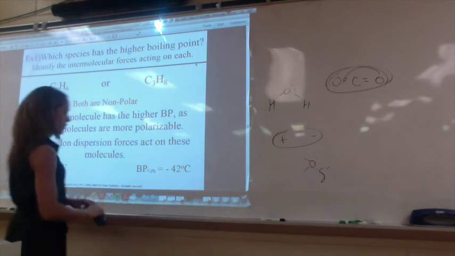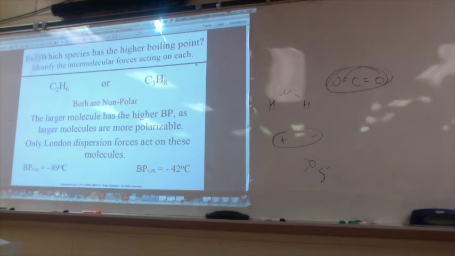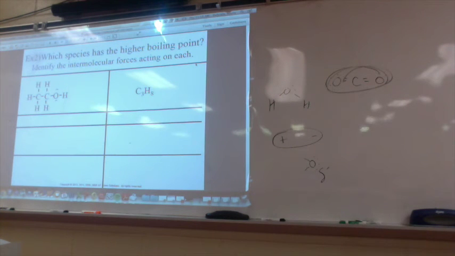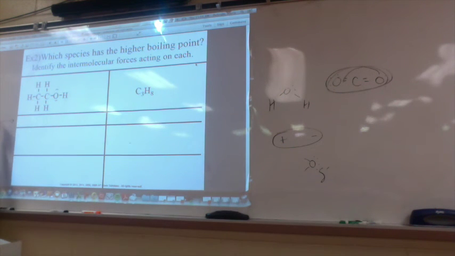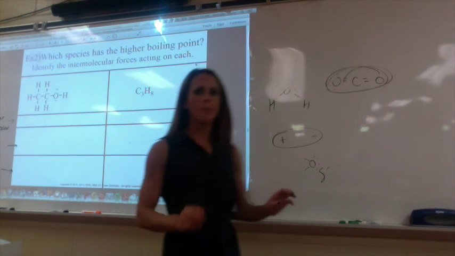You guys are going to try these on your own. Which species has a higher boiling point? In this spot here, I want you to tell me if it's polar or nonpolar. In this spot here, I want to know what types of forces are here. Intermolecular forces is IMF, so I want to know what kind of intermolecular forces. And then I want you to write low or high for the boiling point. Okay? Try it out.